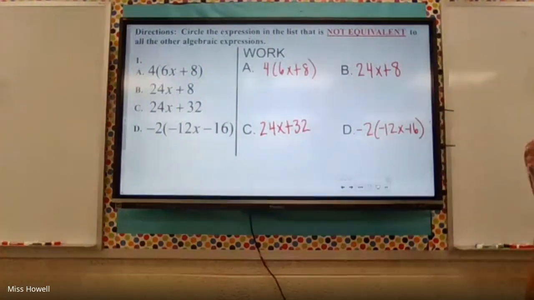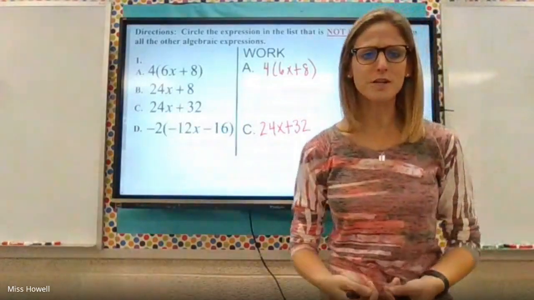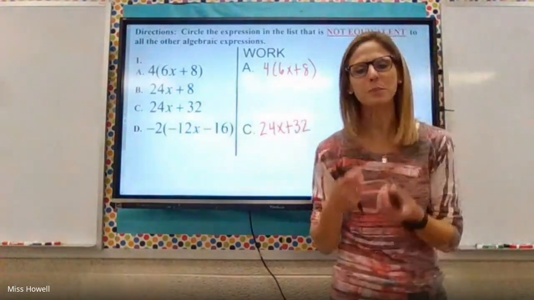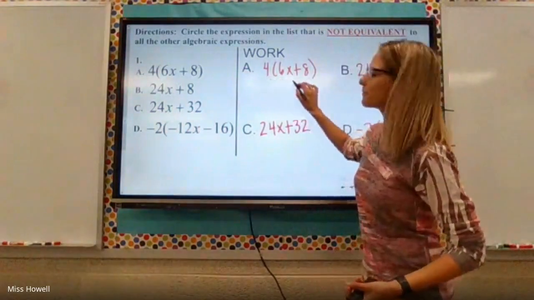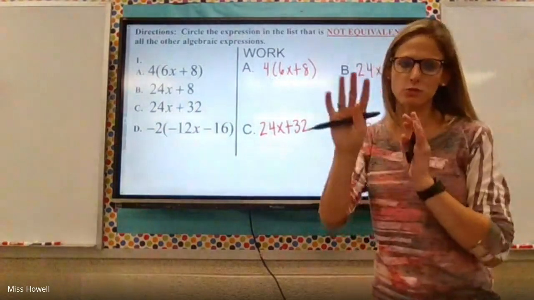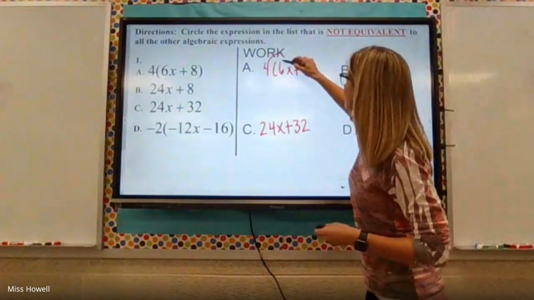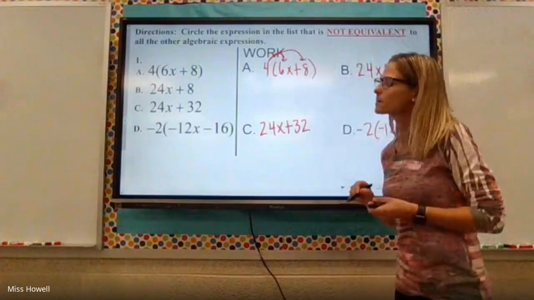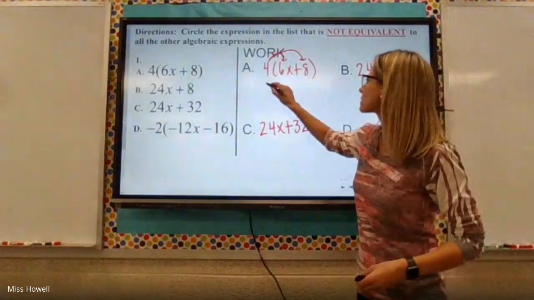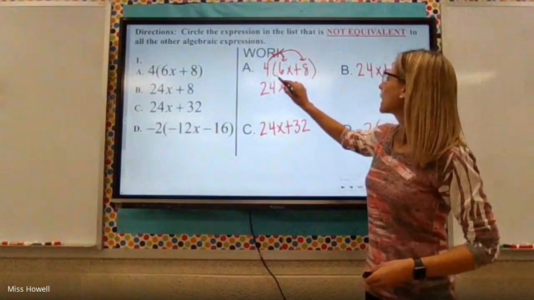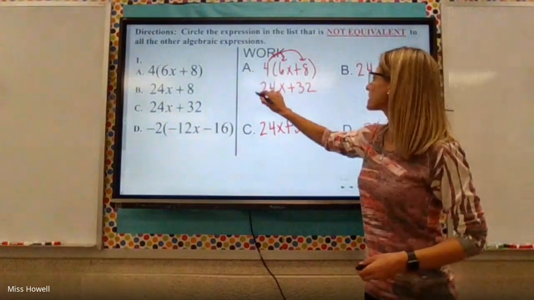All right, we want to get them all in their simplified version. Remember, since they're variable expressions, the simplified version is the expanded version using the distributive property. So up here, this one's in the factored version, where there are 2 things still being multiplied. We want to expand it to get its simplified version. So 4 times 6x and 4 times positive 8. 4 times 6x would give us a 24x, and 4 times positive 8 would be a positive 32. All right, that's option A.